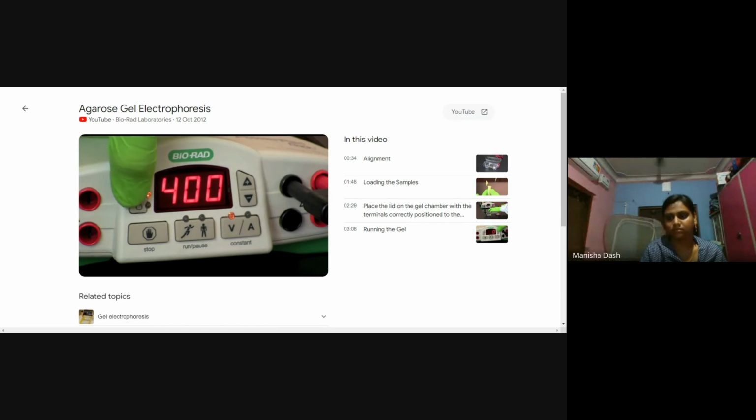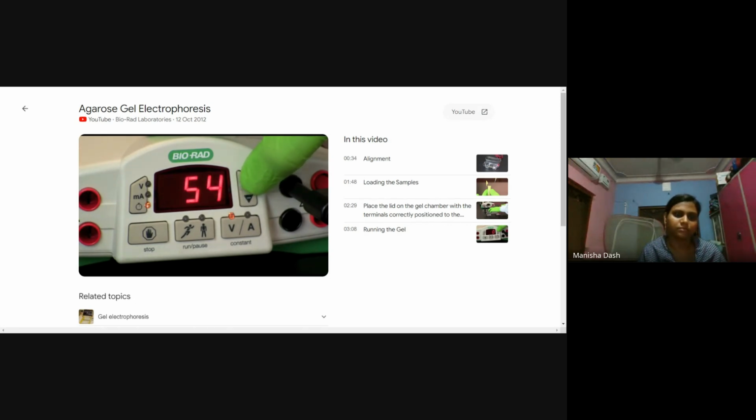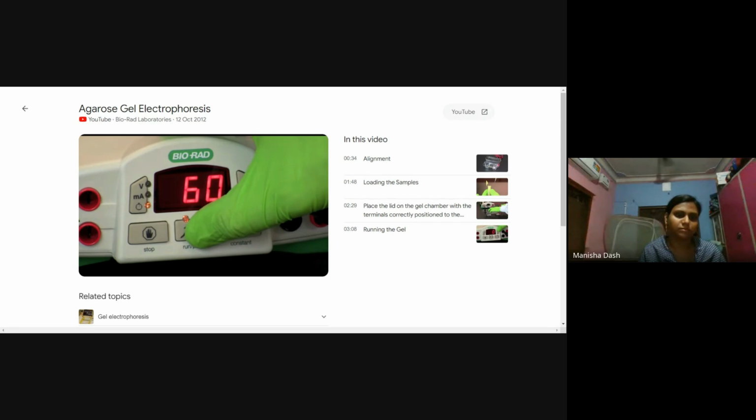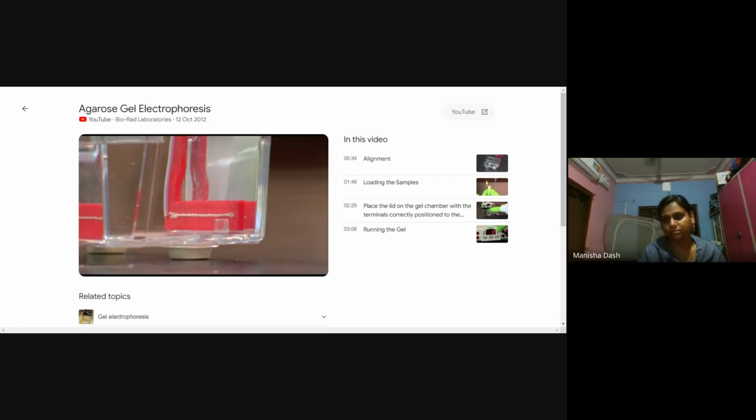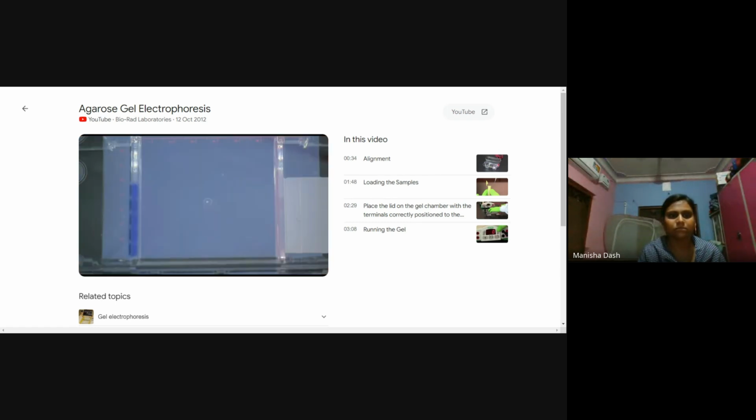If a timer is available on your power supply, set the clock for the proper time for your run. Press the start button to begin the flow of current that will separate the DNA fragments. At this point, you should be able to see bubbles coming from the wires at each end of the gel box. Notice that the positive or red electrode has fewer bubbles than the negative or black electrode. In a few minutes, you should see the samples begin to migrate from the wells into the gel.